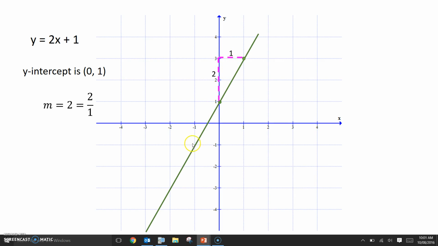So if we started there, we'd go up 2 across 1 as well. So you can check that everything's going at this angle. 1, 2, 1, 2, 1, 2. Okay? Sorry, I should have said 2, 1, 2, 1, 2, 1. Right, let's do another one.